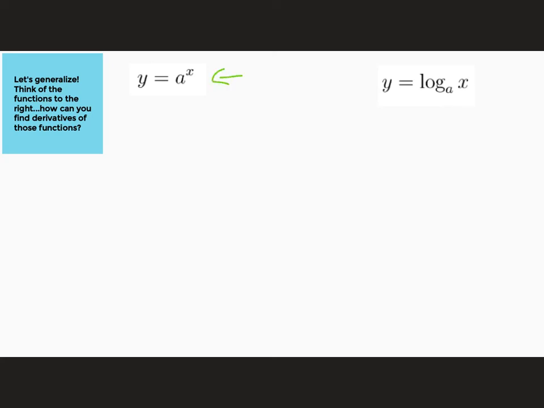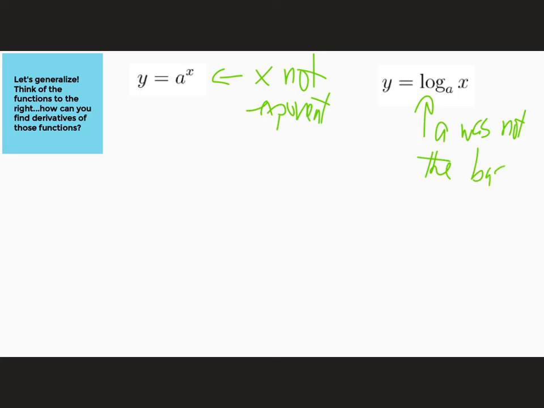My hint on that one would be, it would be nice if x were not an exponent. And my hint on this one is, it would be nice if a was not the base. So there are two different ways you can process through that. It's totally up to you. Play with those, see what happens, and talk to me about that.